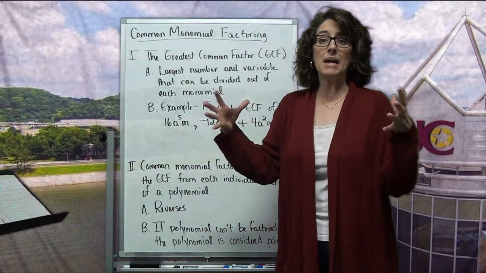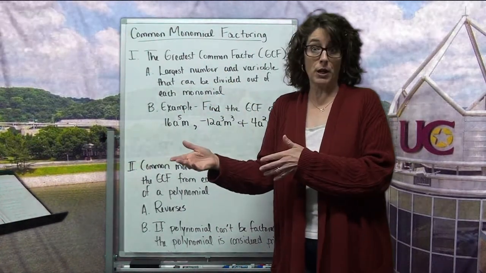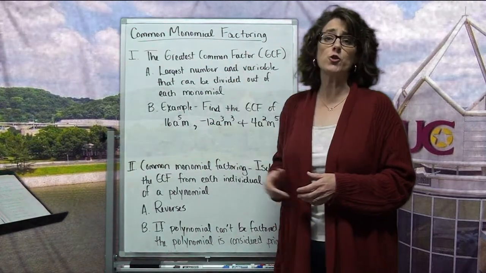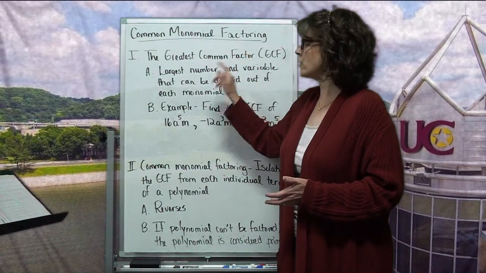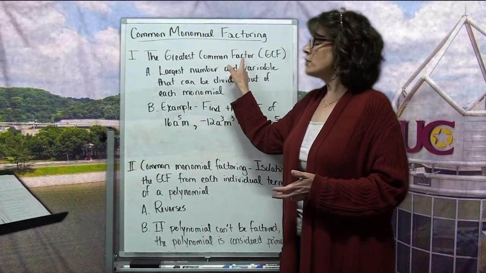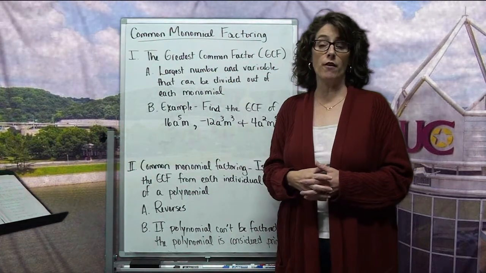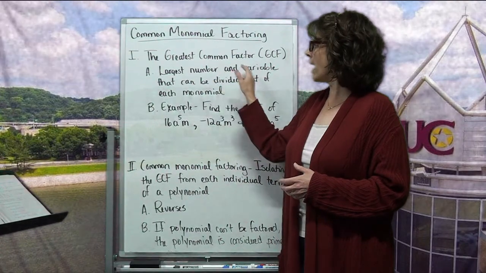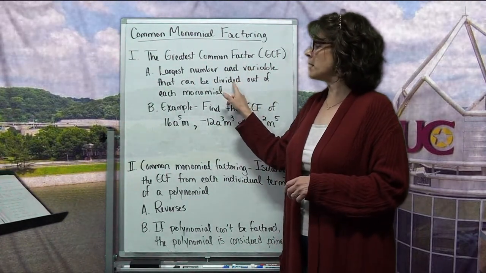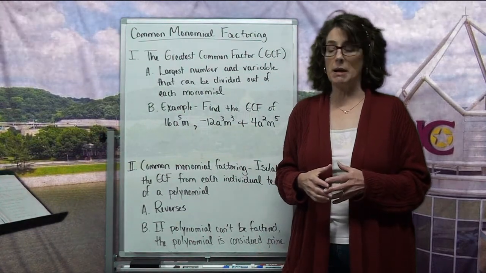Greatest means biggest or largest. Common means it occurs frequently. And factors are things that are multiplied together. So in other words, the greatest common factor is going to be the biggest term or the biggest factor that is common to all of the terms or all the monomials. So it's the largest number and variable combination that can be divided out of each monomial. So let's take a look at examples so this will make more sense.